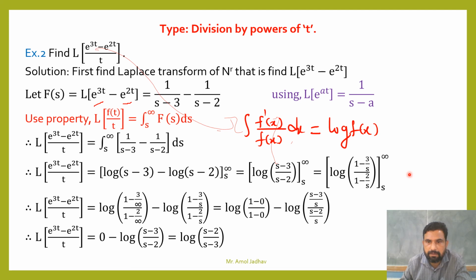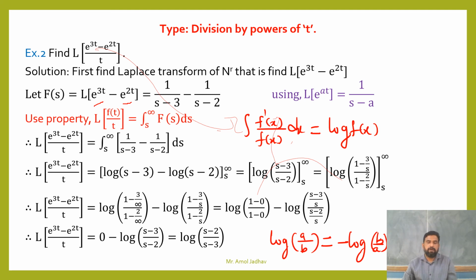One result we know: log of a upon b is minus log of b upon a. So minus log of s minus 3 divided by s minus 2 is log of s minus 2 divided by s minus 3. This is the answer. So this is the type of division by powers of t. In multiplication, find derivatives. In division, find integrations. Find the derivative of F(s), find the integration of F(s).